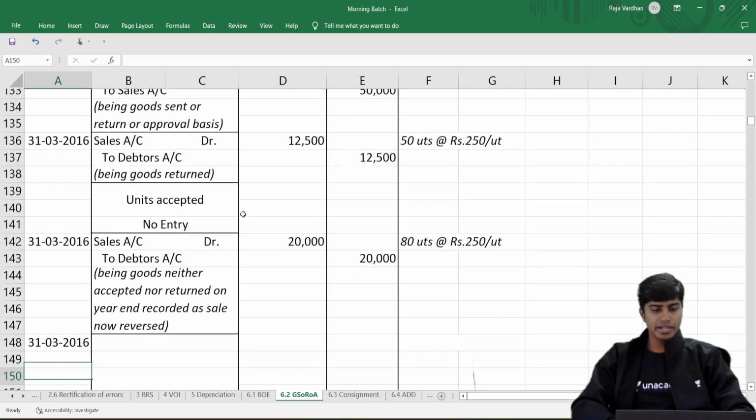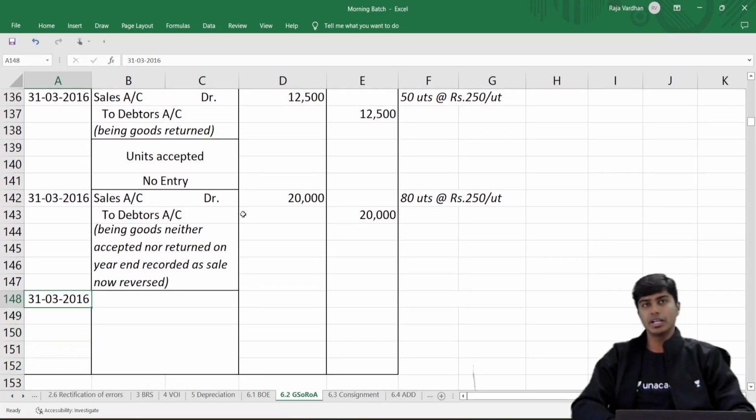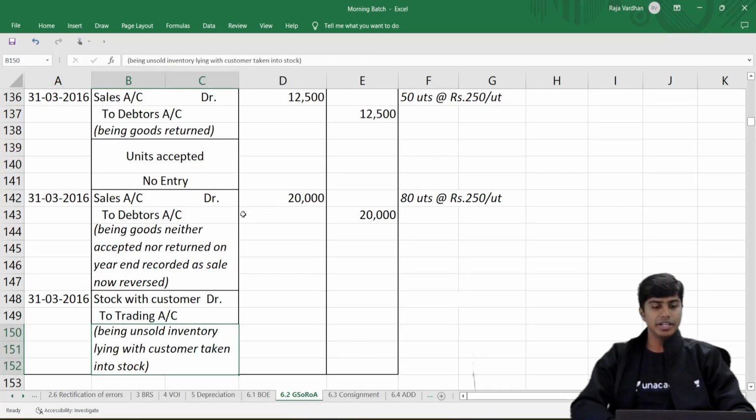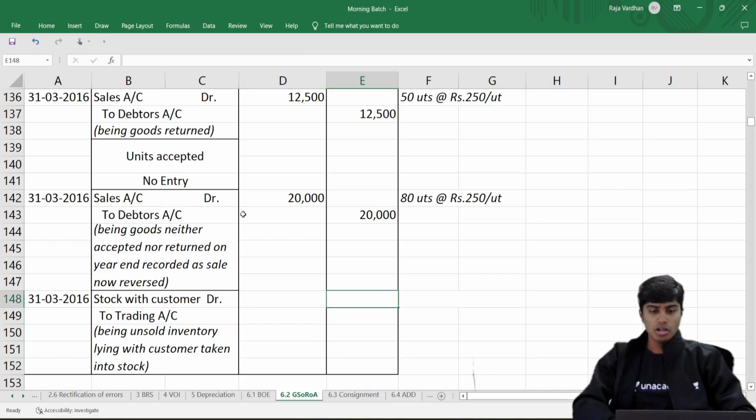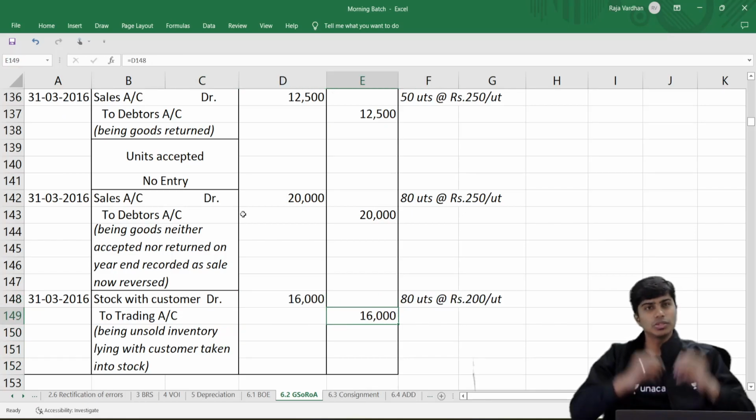And on the same date, let me include my inventory, stock with customer to trading. This should happen at cost. We remember the cost of the units is 200 each. I'll write 80 units into 200 per unit, that is 16,000. This is the value at which I'll write this.